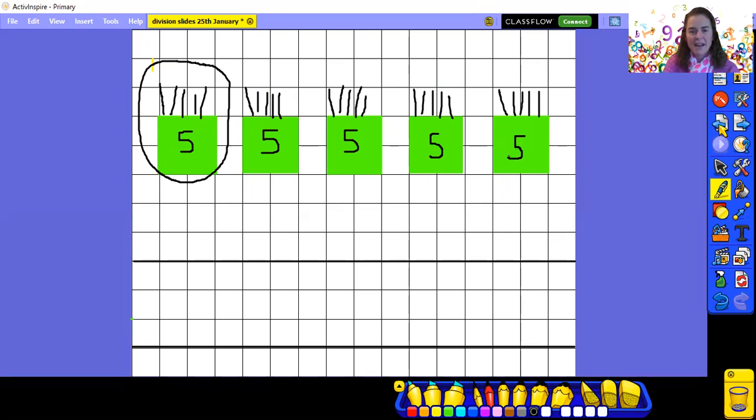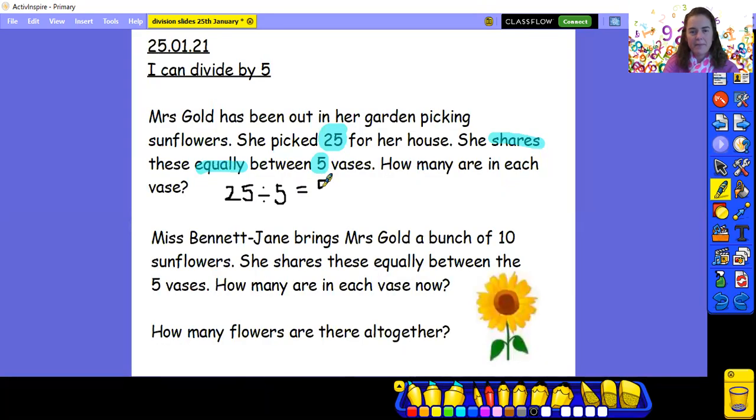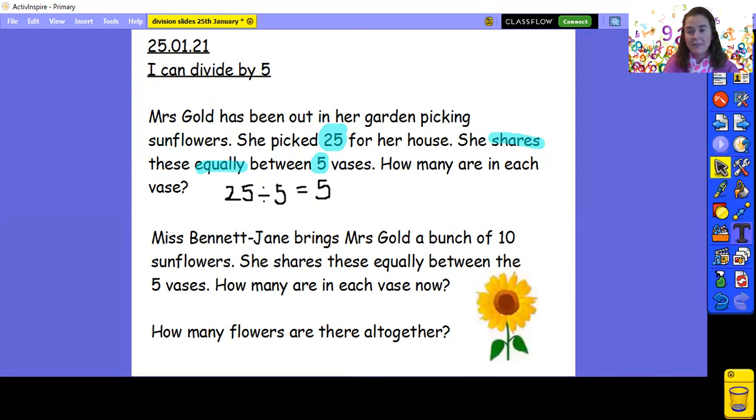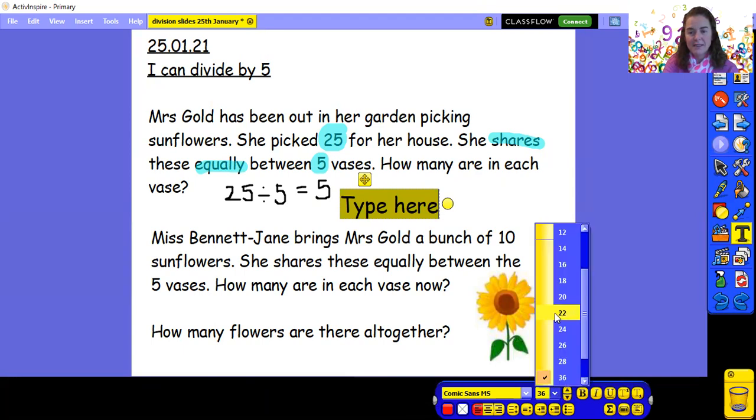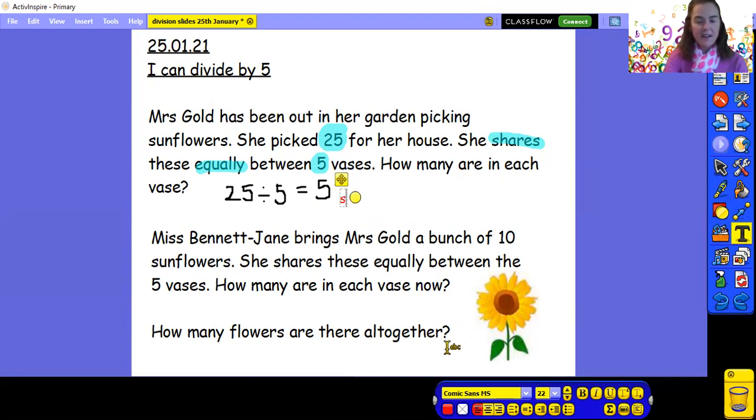So I need to write that as my answer. Now we need to also answer it in words. So we need to say 5, and then we need to actually put a sentence here. So we need to say 5 sunflowers in each vase to fully answer the question.